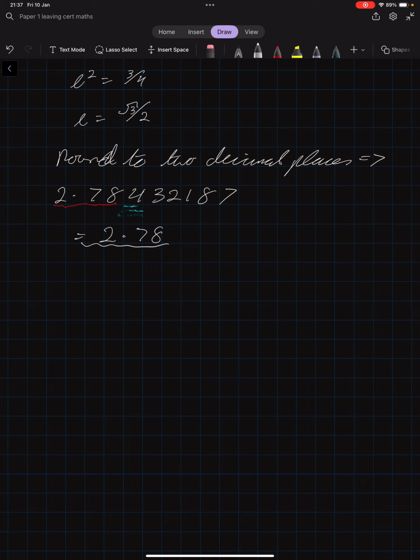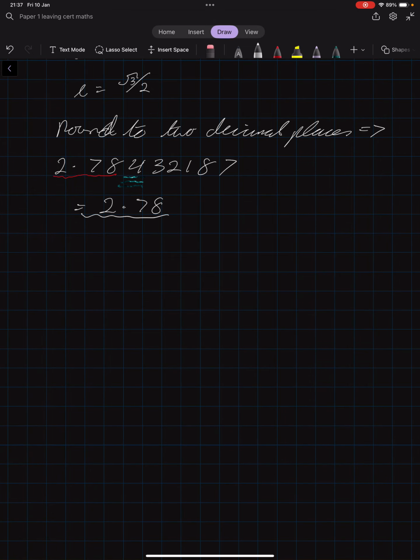So if this number here is a 5 or more, you round the second decimal place. So the 8, you round that to a 9. But in this case, because it's 4, 3, 2, 1, or 0, you round it down. Okay? Hopefully this should be grand from leaving cert and make all sense. If this is the 3 decimal places, I do 2.784 because following the 4 there's a 3, and that's less than 5, and therefore I round down, and so on and so on.